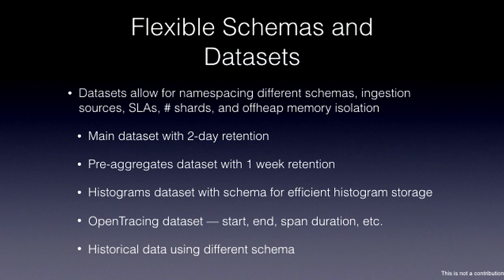I might have a different one for what we call pre-aggregates. These are data points that are pre-aggregated in a certain way to speed up queries. Because that uses up a lot less space, we might decide to store that for a lot longer. We might have one especially for data with big histograms; complex metrics such as histograms end up being a major consumer of space in terms of I/O and storage. And maybe I have one for historical data that uses a different schema. This gives us the flexibility to support a lot of different use cases at the same time.